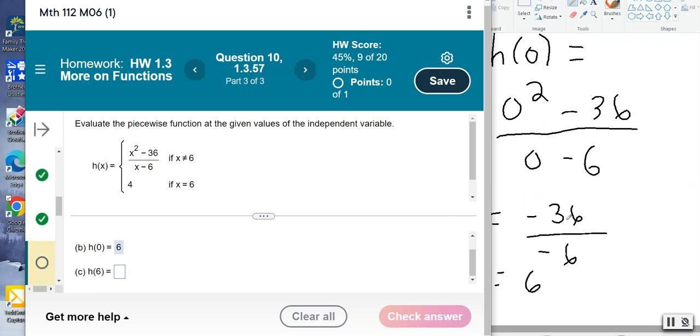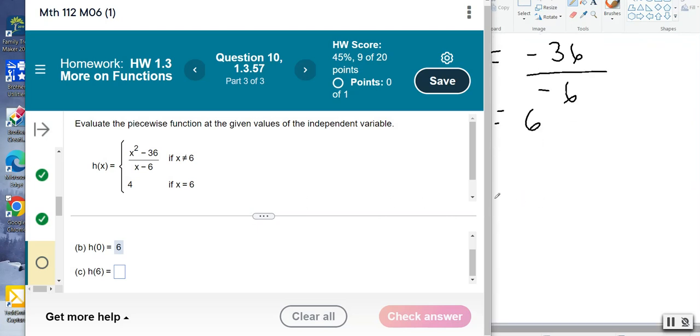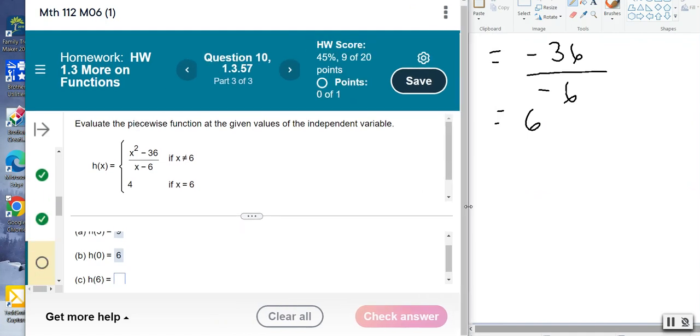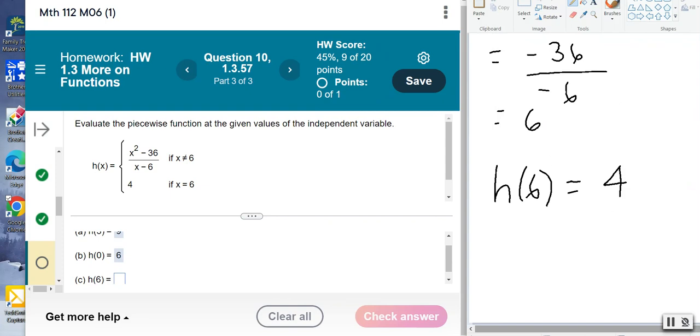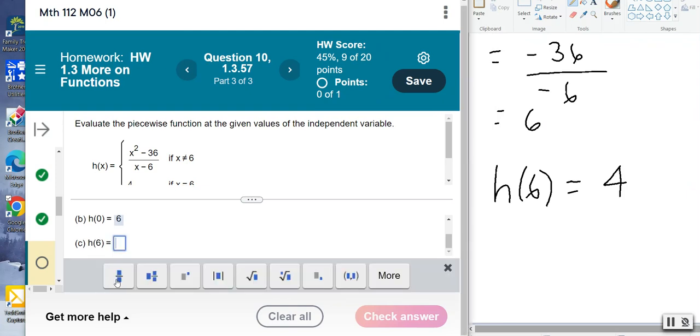And then they asked me for h of 6. H of 6. Well, if x is 6, that's the bottom piece. So the answer is 4. There's nowhere to substitute the 6, so the answer is just 4. It's a constant.